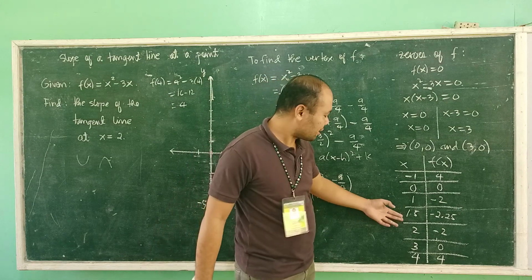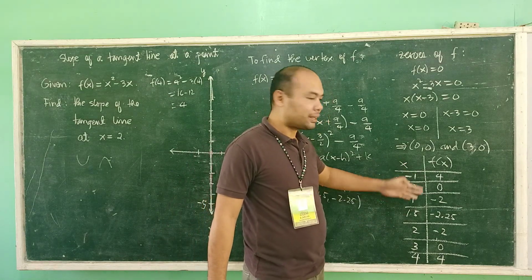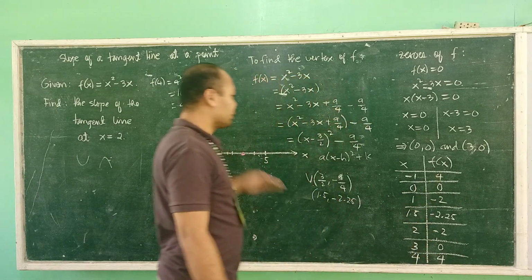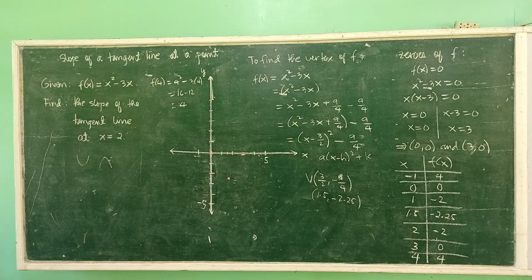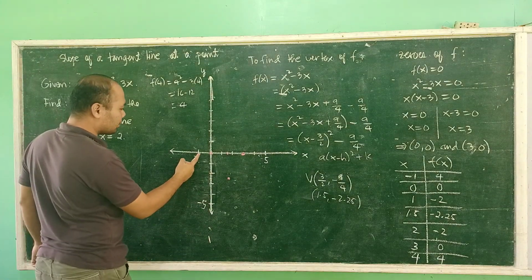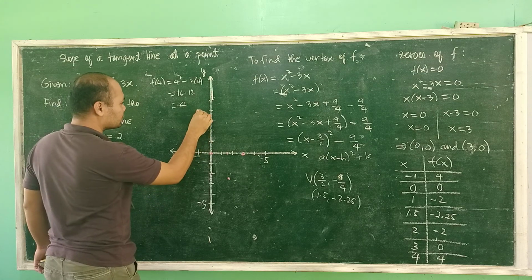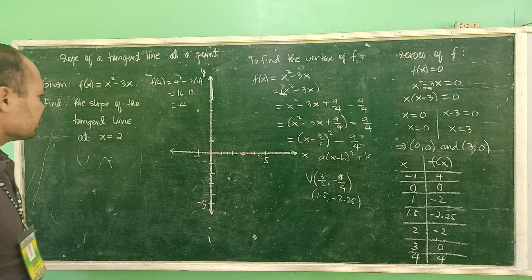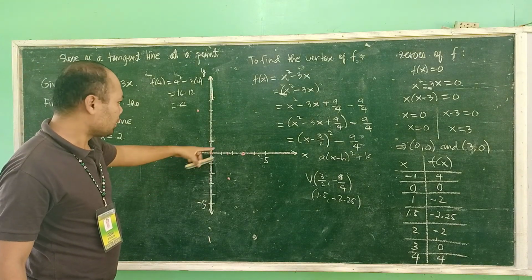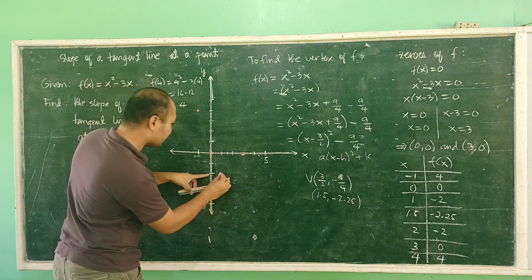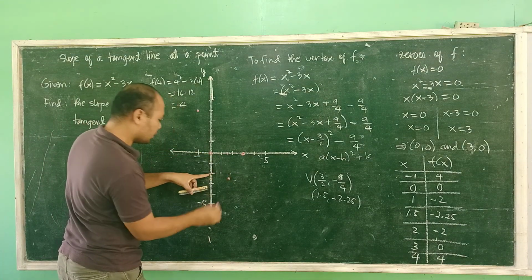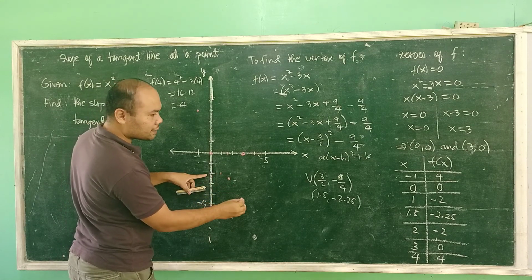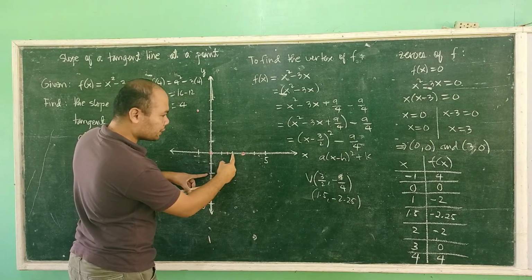So if you look at our table of values, we see the symmetry. The vertex is at 1.5, negative 2.25, then 0, 0 and 3, 0, and 4, 4. So there is a symmetry. Now let's plot those points. Negative 1 and 4, somewhere here. Then 0, 0. Then 1, negative 2. And this is the vertex, the lowest point of the parabola. When x is 2, it is still negative 2.